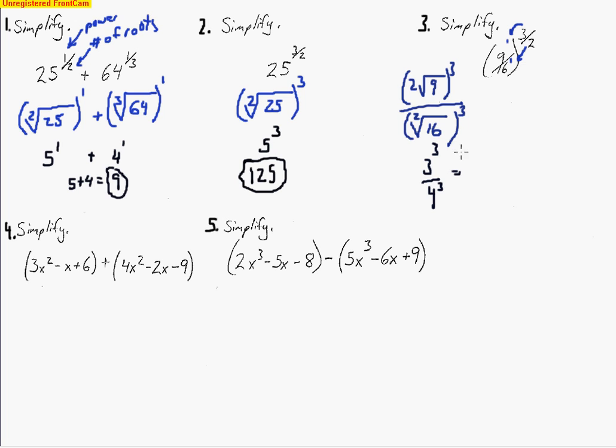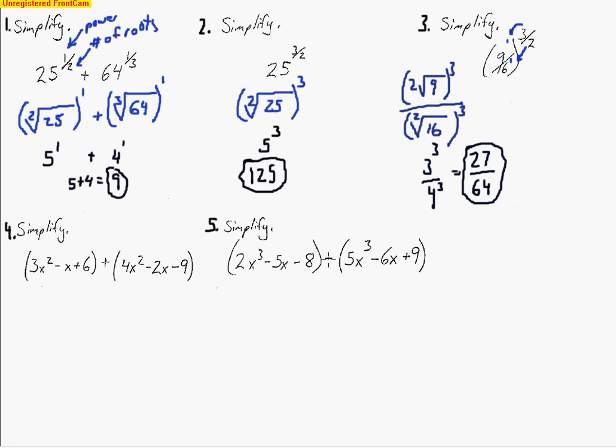And we multiply out those 3's. So 3 times 3 times 3, that's 27. 4 times 4 times 4, that's 64. There is our answer. The next problems are going to ask us to either add a polynomial, and then number 5 is subtracting a polynomial.